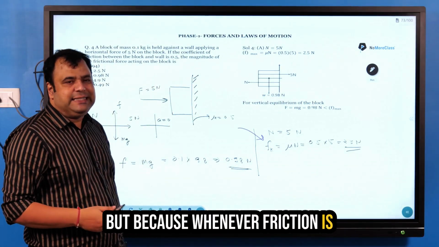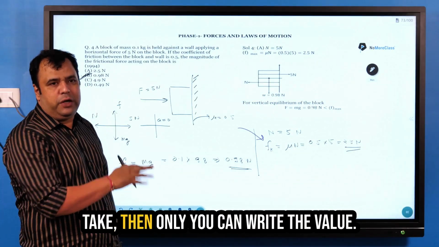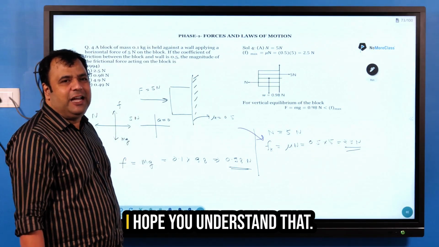So whenever friction is coming, you have to keep in mind whether this friction is static or kinetic. Then only you can write the value. I hope you understand that.